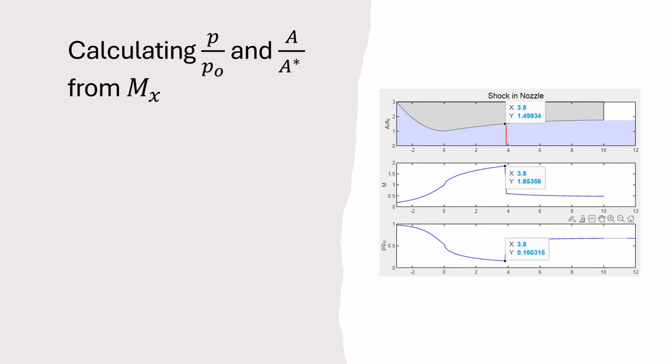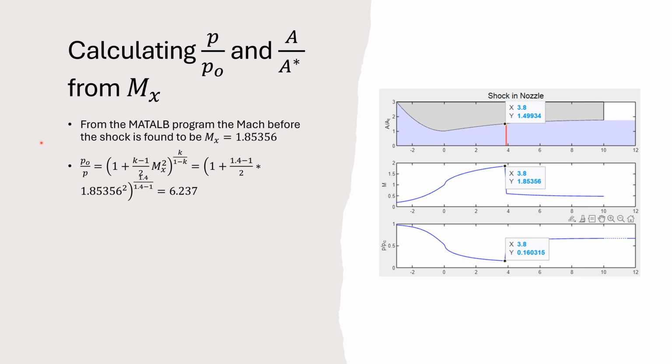Alright, now we're going to get into some actual math and using equations. So we're going to calculate P over P naught and the area ratio from Mx, and Mx is the velocity or the Mach right before the shock. And from the MATLAB program, the Mach number right before the shock was found to be around 1.85356.